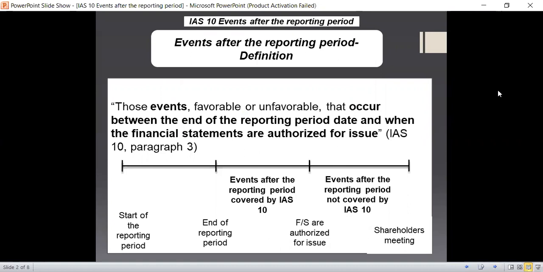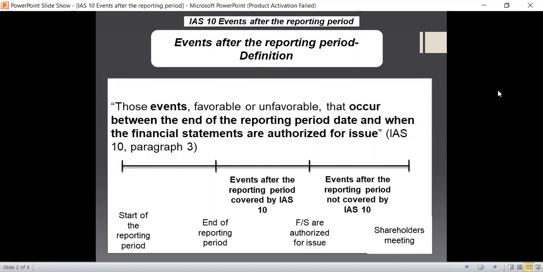IAS 10 tells us that all those events, favorable or unfavorable, that do occur between the end of the reporting period date and when the financial statements are authorized for issue do come under the scope of IAS 10. In order to understand IAS 10 thoroughly, we need to be clear about some of the highlighted points of the definition.